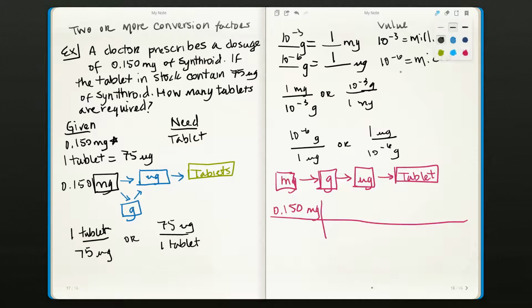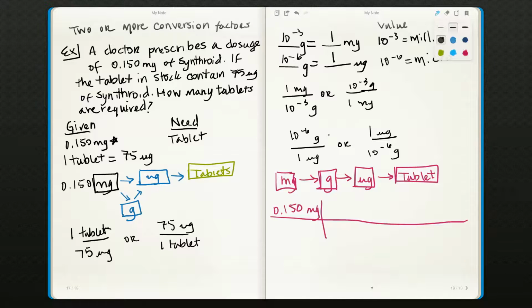So let me go back to black for the rest. Okay, so that's what you're given. Now look at what conversion factor you would need to use here. We're going from milligrams to grams, so that's going to be these conversion factors.